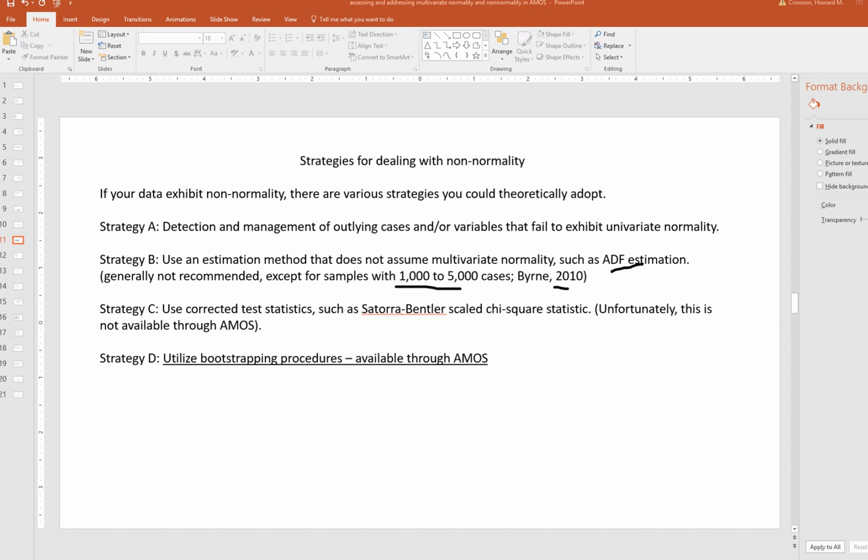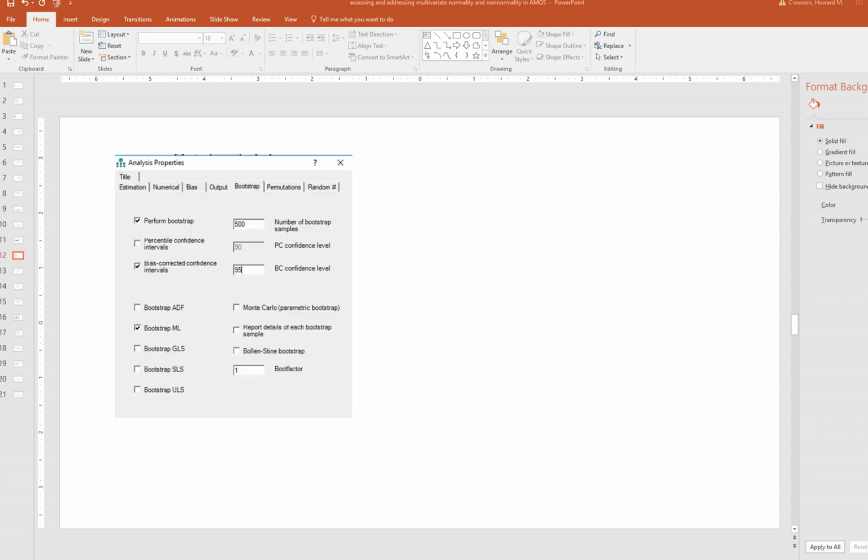Another option is to use corrected test statistics and corrections to standard errors, such as the Satorra-Bentler scaled chi-square statistics, and so forth. Unfortunately, this is not available through AMOS, so that really creates a bit of a problem. So one other option is to use bootstrapping, which is actually available through AMOS. And so you have essentially a couple of areas to consider bootstrapping.